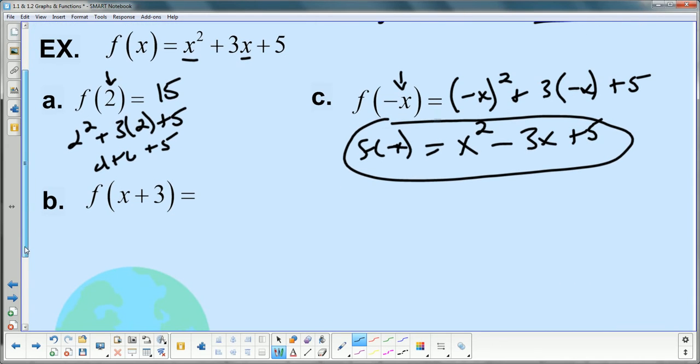Okay, and then the last one, this is probably the one that's the most complicated. So f of x plus 3 means that everywhere we see an x again, so in both places up here in our original function, we need to replace it with an x plus 3.